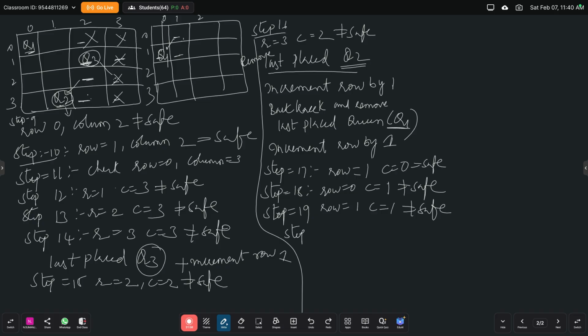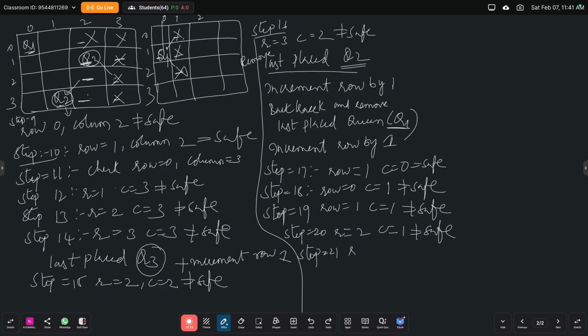At step 20, row equals to what? 2. Column equals to what? 1. Is that safe? This one is also not safe. Why not safe? If you place the queen, it forms a diagonal to q1. So this is also not safe. Whenever the place is not safe, just increment the row by 1.